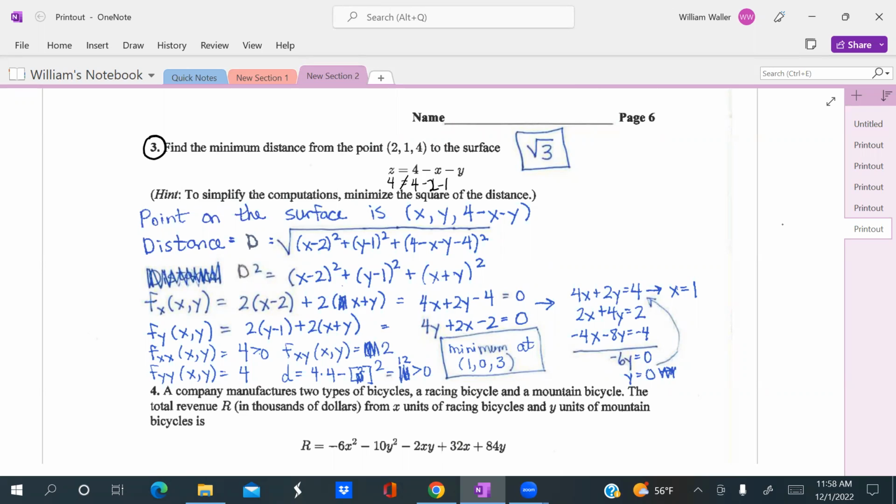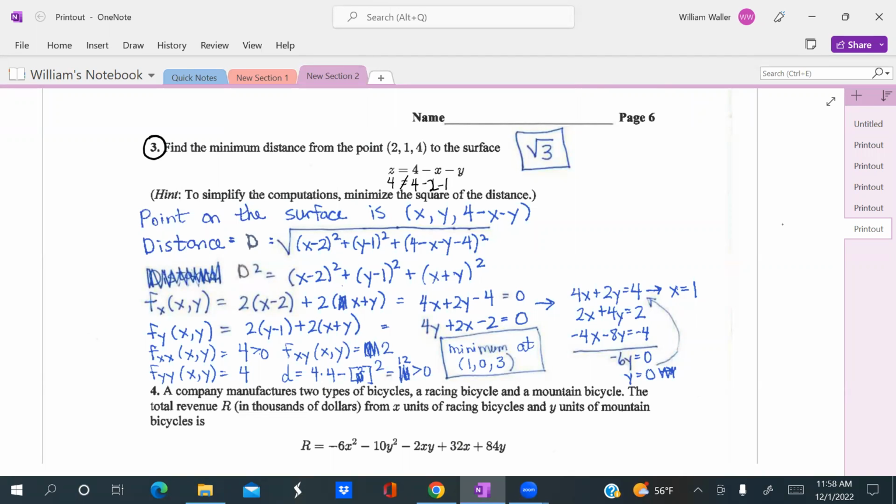So that's the logic that we're going to use here, right? So now, we just use the distance formula to compute the distance from the arbitrary point on the plane to our given point, 2, 1, 4. So I just filled in the coordinates for this point and the coordinates for our given point into the distance formula.